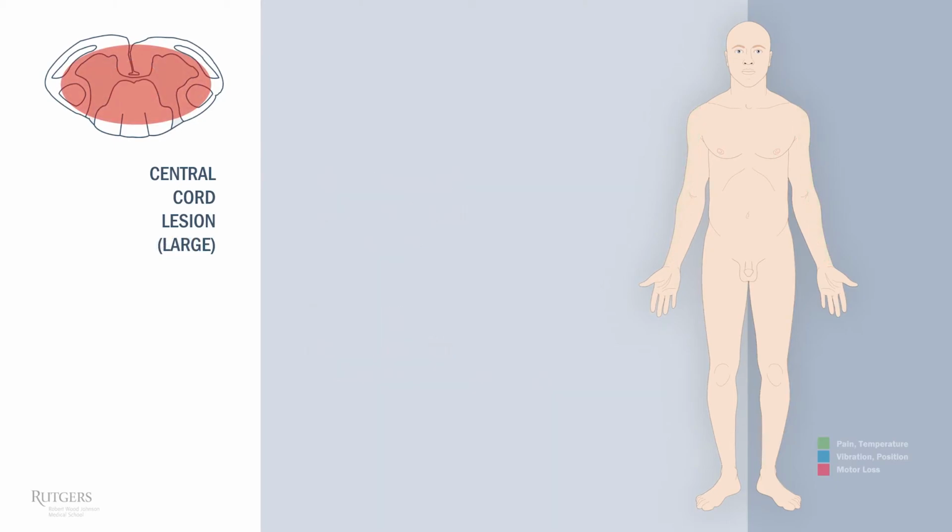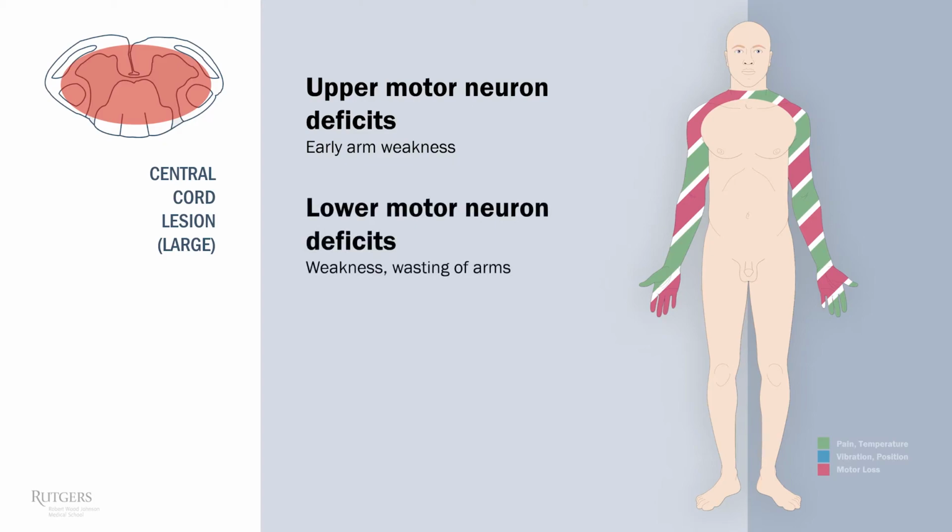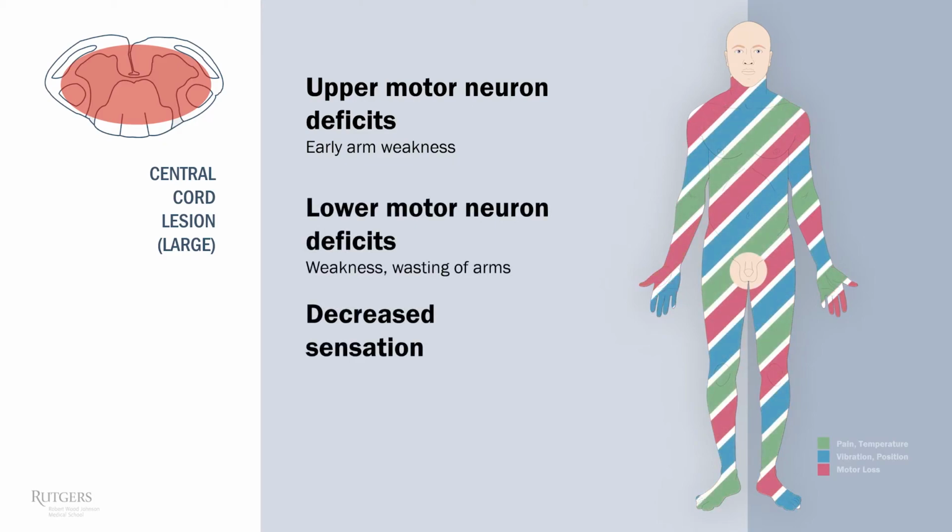As a central lesion enlarges, it begins to involve corticospinal tracts and the anterior horn. So the clinical picture becomes suspiciously similar to that of a transverse cord lesion, with upper motor neuron type weakness, segmental signs, and diffuse sensory loss to all modalities. But there are two important differences. What do you think they are?